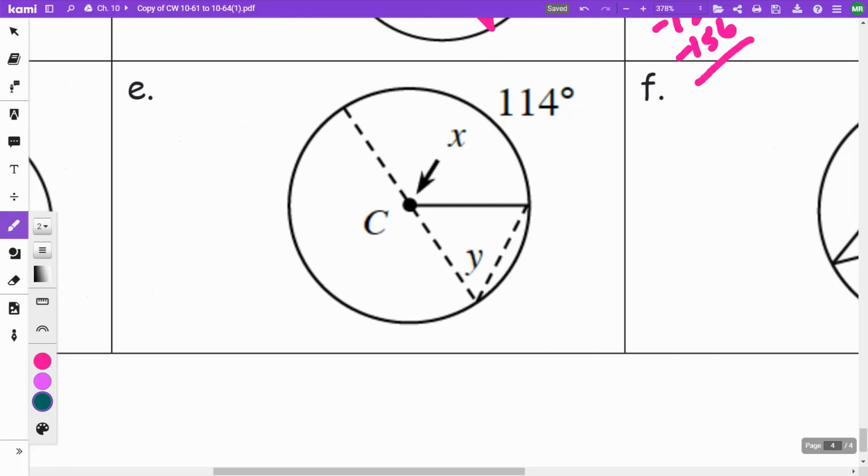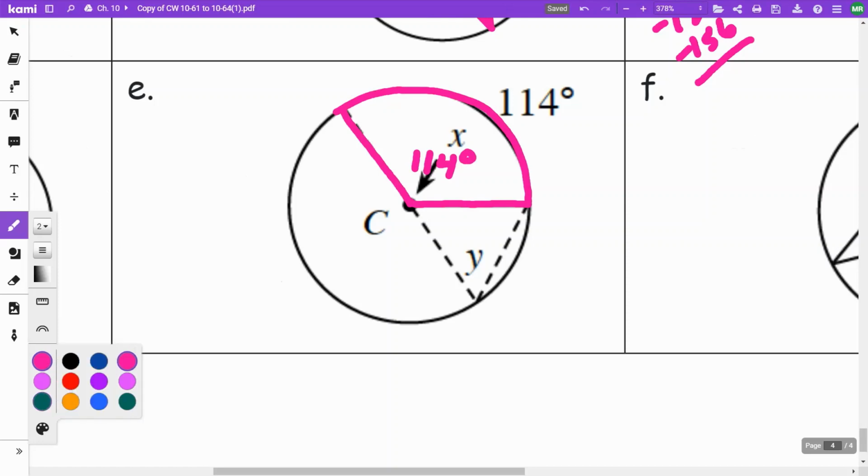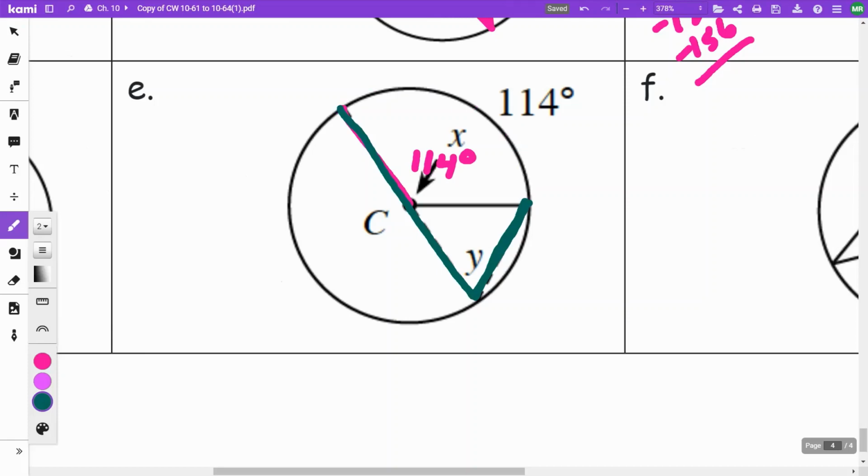Now, on E, if this angle here is angle X and it's forming this arc, which is 114 degrees, then this central angle is going to be the same value, 114 degrees. Now, this angle here, Y, which consists of this whole thing here, forms the same arc that the other one formed. So if that arc measures 114 and Y is an inscribed angle, it's going to be half of that 114. And half of 114 is 57 degrees.